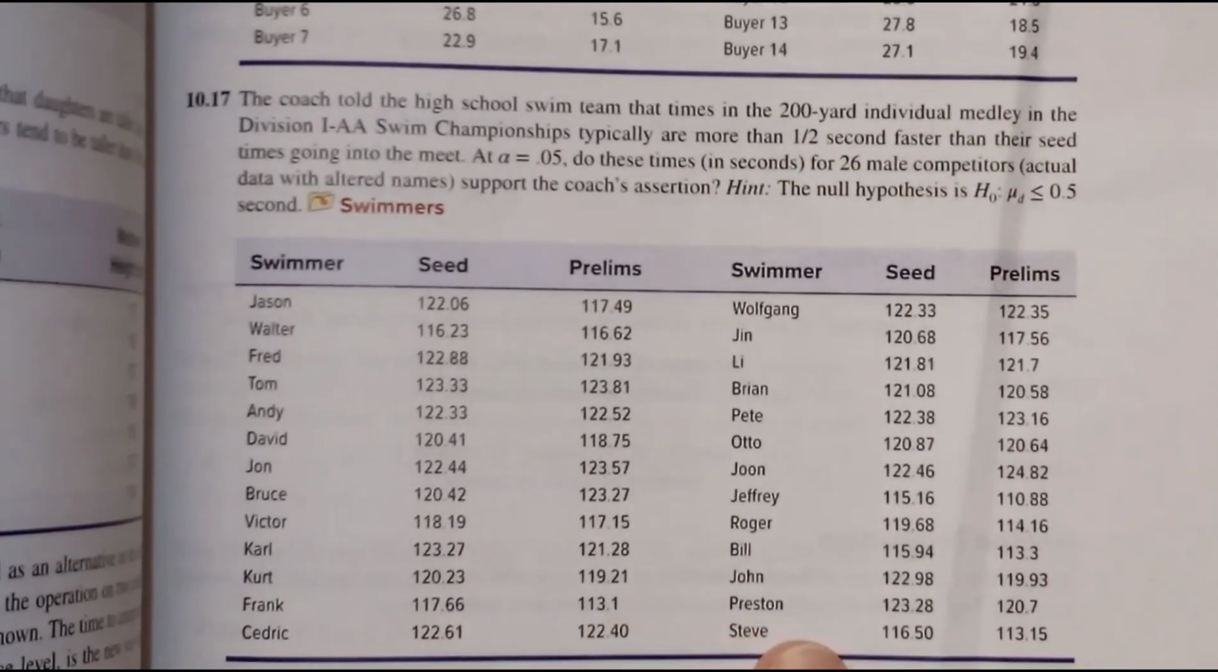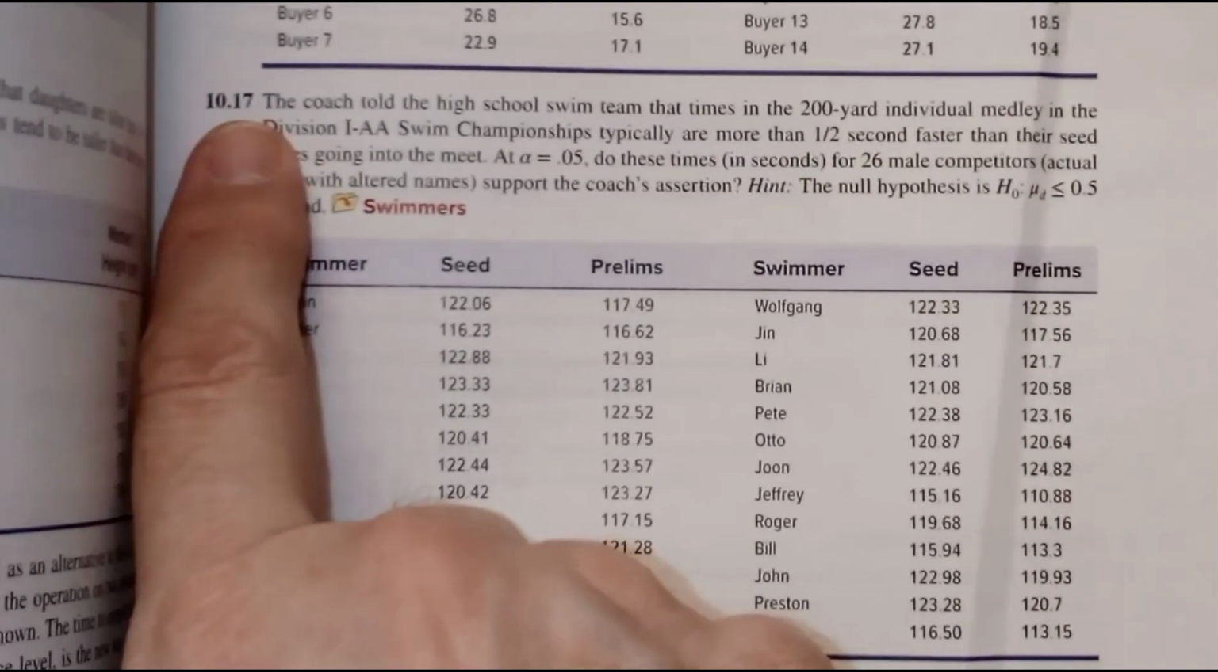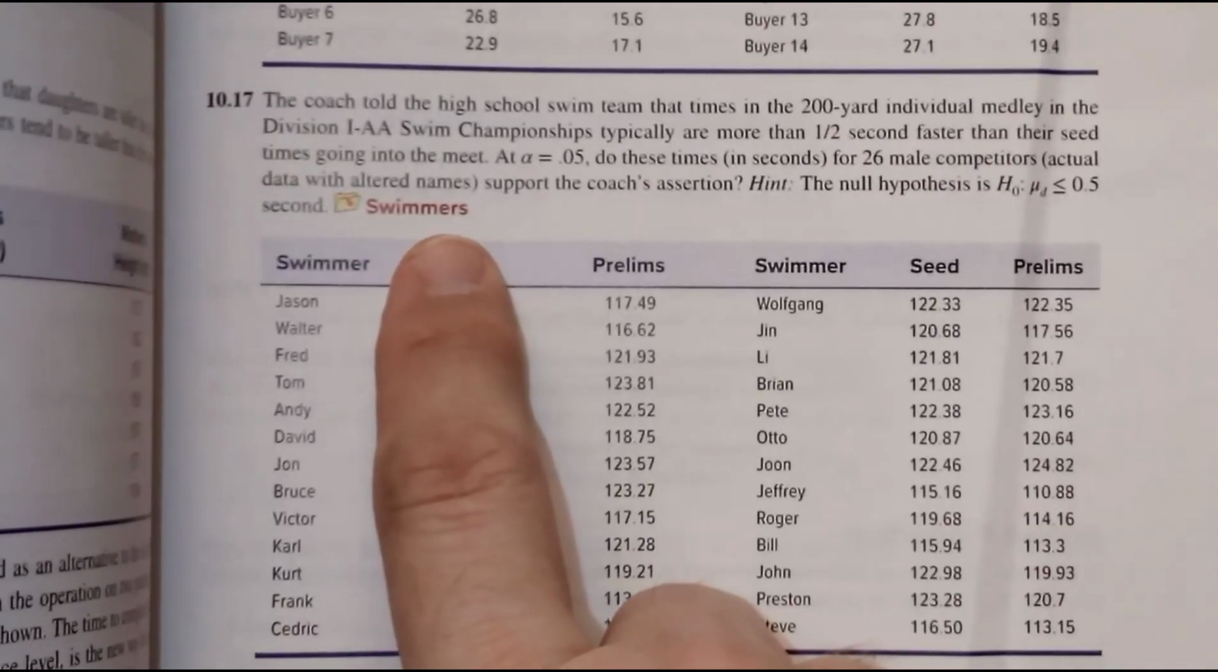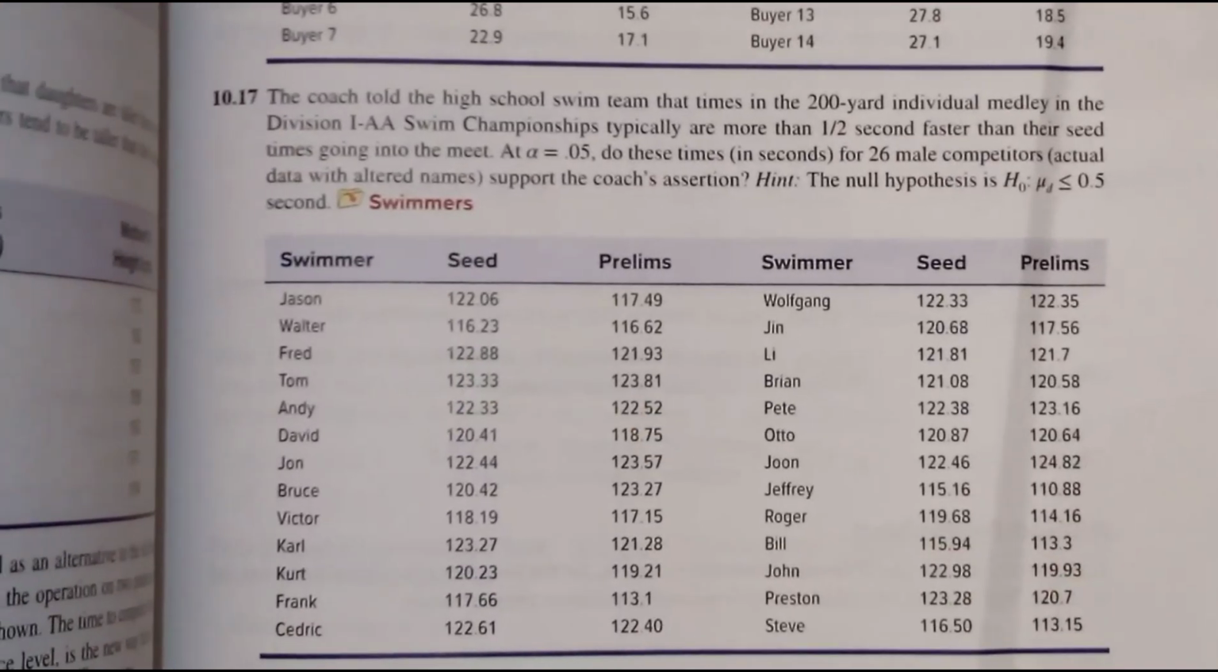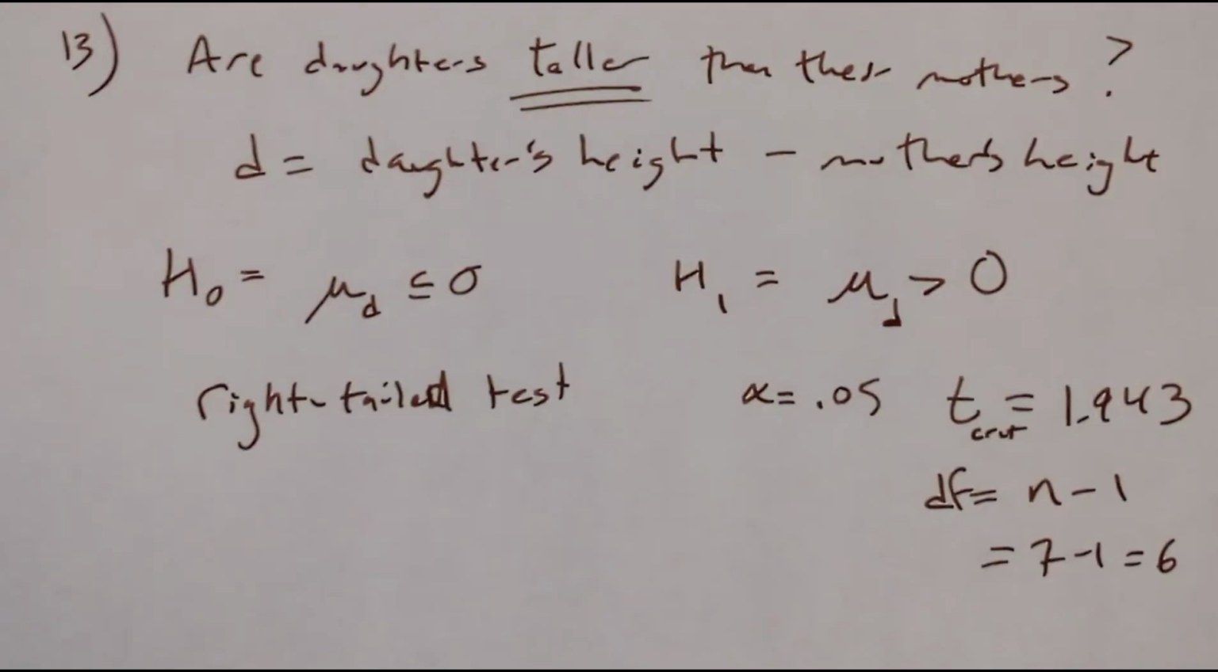I got a lot of data here. Again, problem 17, the file is labeled swimmers. I'm going to go pull the file up. That's the drug price one. Here's the swimmers.